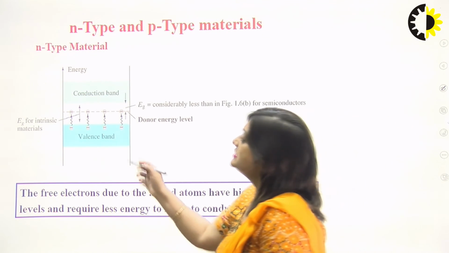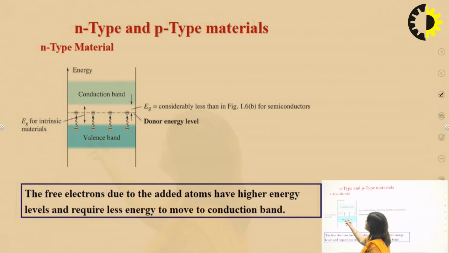This slide depicts the valence band and conduction band, and the Fermi level in case of N-type material. We can see here the concentration of electrons is very high, so the Fermi level always lies near the conduction band.